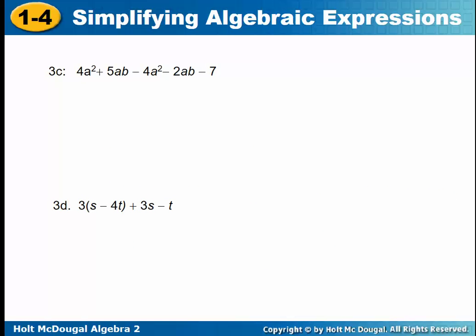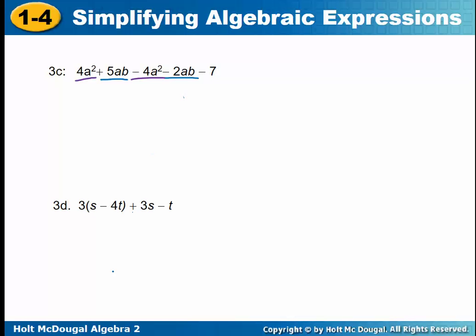Here's a couple more examples. We have 4a squared plus 5ab minus 4a squared minus 2ab minus 7. Let's find the like terms. This has an a squared, this has an a squared. Here's a 5ab, here's a minus 2ab, and then the minus 7 at the end is just a constant. That's the only one.